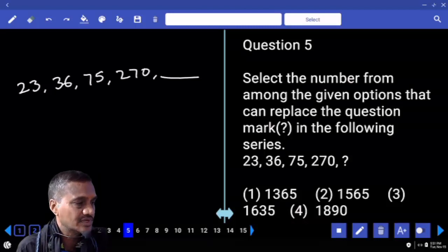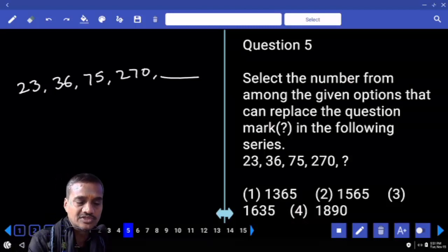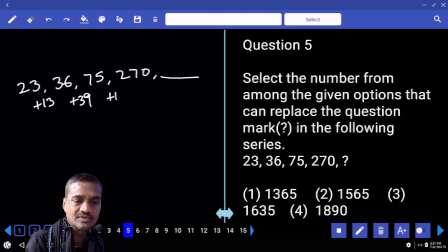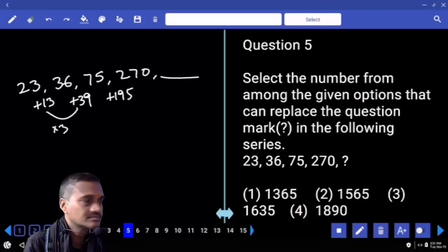What is the next one we have? And here 23 and 36, the difference is how much? 13. 36 and 75, the difference is 39. And 75 and 270, the difference is how much? 195. And then 195, then 13 into 3 is 39, isn't it?